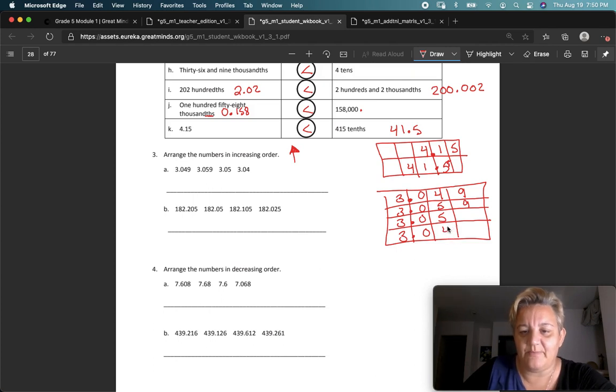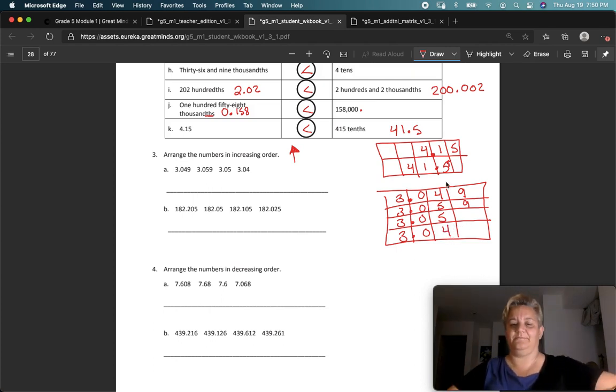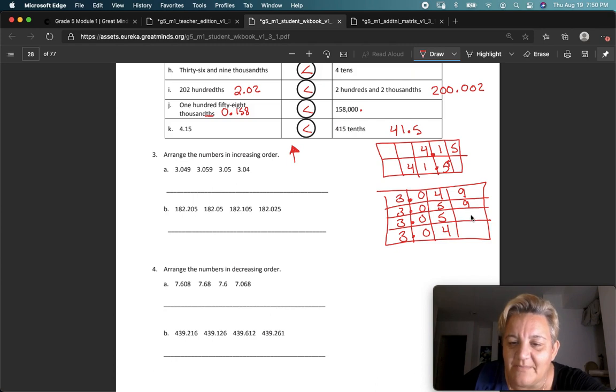Okay, so we want to put these in the right order. Okay, and I'm going to add zeros onto the end here because any open boxes can always have a 0 in them. So what is the smallest number we see here? 30 and, well, 4 is smaller than 5, so it's either 49 thousandths or 40 thousandths. So 40 is smaller, so 0 is smaller than 9. So this one's going to be the first one.